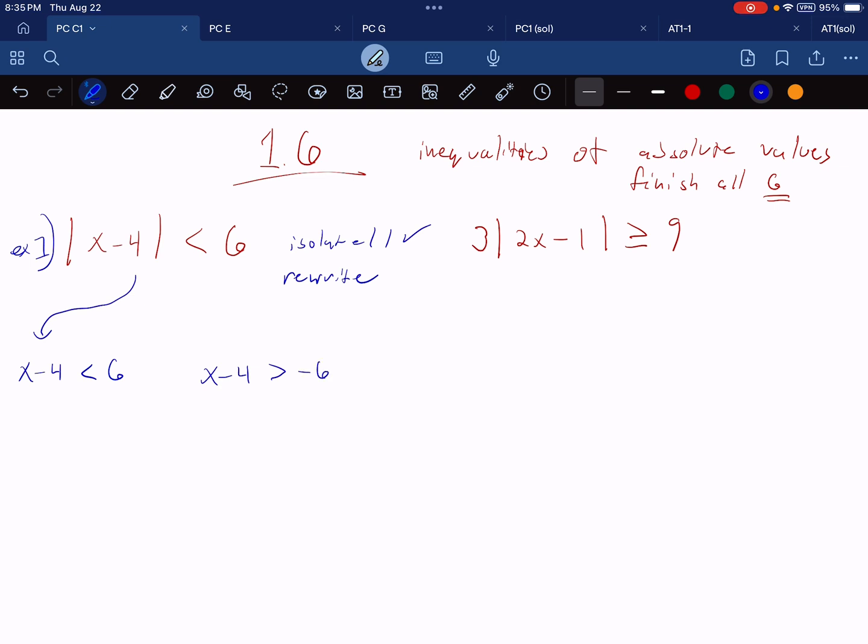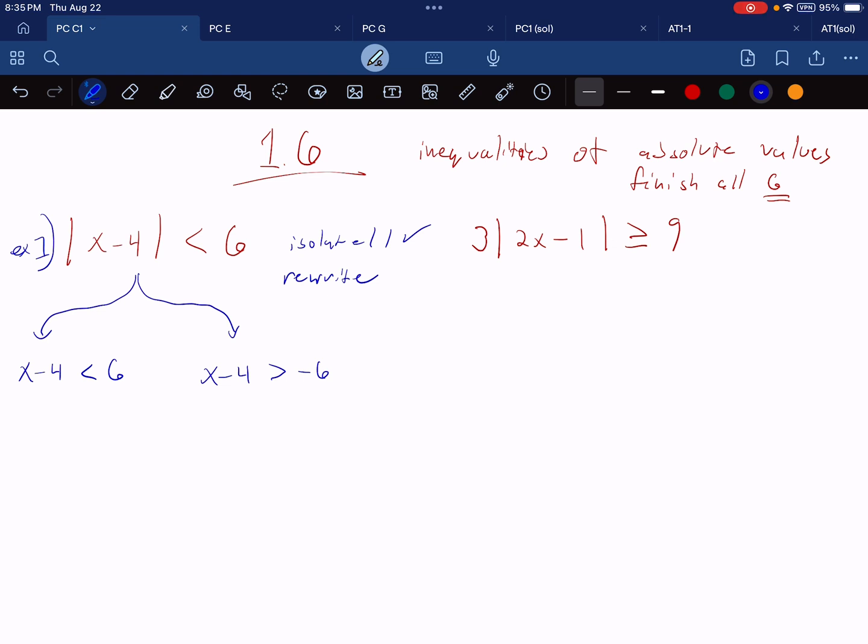Hopefully this makes some sense, that I have to flip the sign, because it doesn't make any sense for the 2 statements to be x minus 4 is less than 6 and x minus 4 is also less than negative 6. That would be both in the same direction, and it really wouldn't make any sense. So when you get this absolute value, you not only rewrite it, but you also flip the sign. So you get x minus 4 is less than 6 and x minus 4 is greater than negative 6.